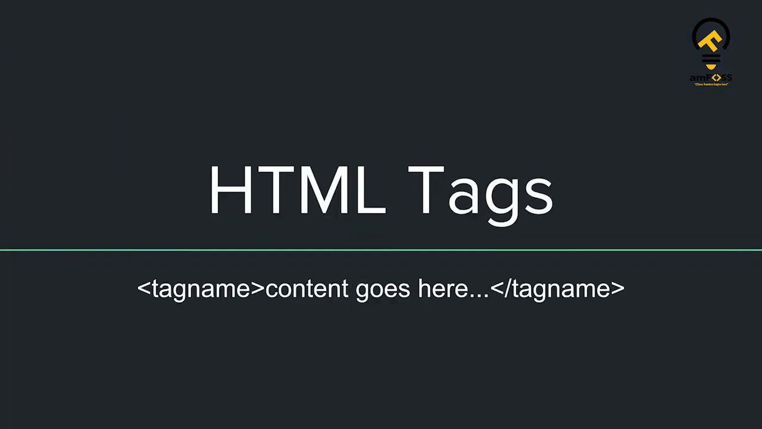What is a tag? HTML tags are element names surrounded by angular brackets. HTML tags come normally in pairs. The first tag in the pair is the start tag, and the second tag is the end tag. The end tag is written like the start tag but with a forward slash inserted before the tag name.